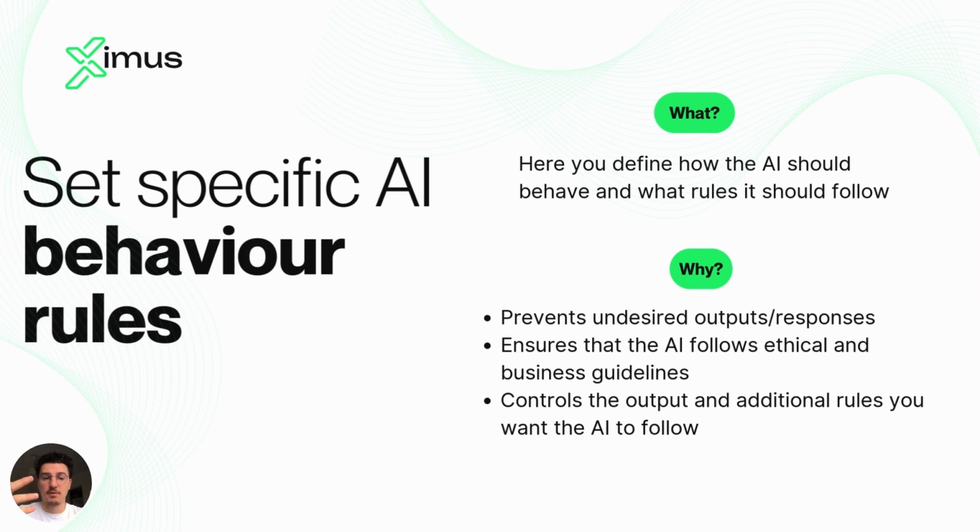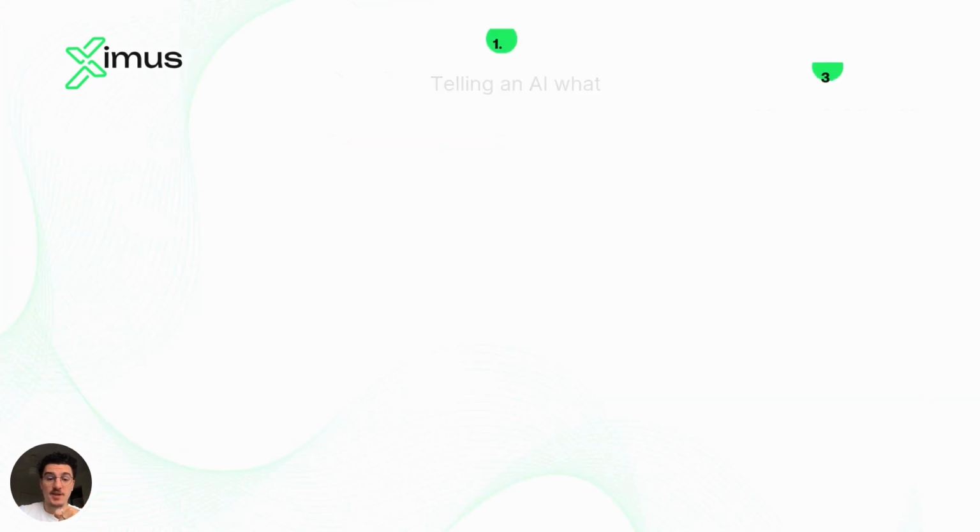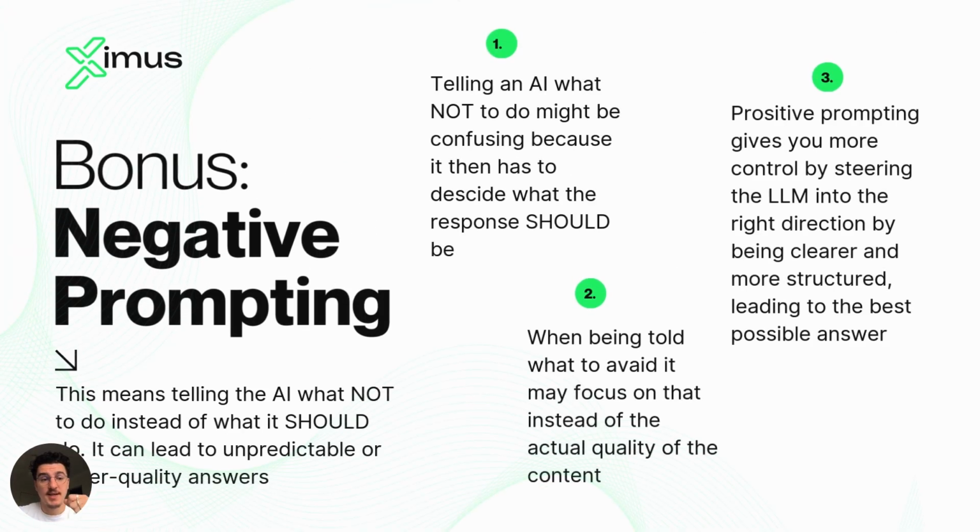And yeah, that's that for the 6-step framework. Next up, I have the bonus tip for you. And the bonus tip is about negative prompting. Negative prompting means telling the AI what it should not do instead of what it should do. And this can actually lead to unpredictable or lower quality answers, and therefore we want to avoid negative prompting.